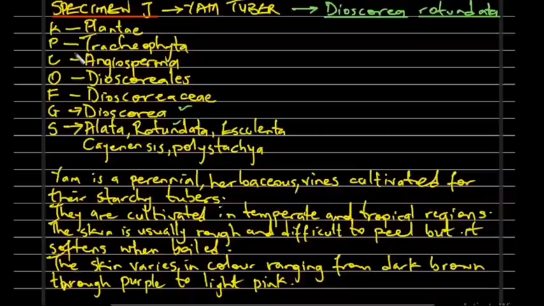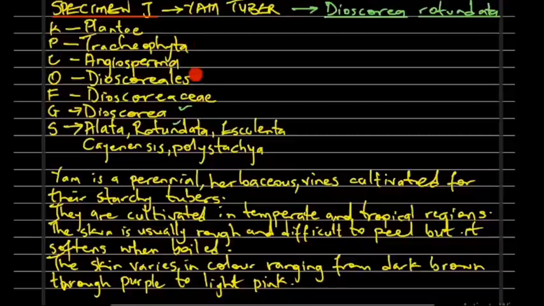So we'll move over to specimen J now, which is our yam tuber, and that is the Dioscorea rotundata. Dioscorea rotundata is our specimen J, and that is the yam tuber. Looking at the classification there, we have the kingdom to be Plantae because it is a plant, and the phylum is the Trachyphyta. The class there is the Angiosperma.